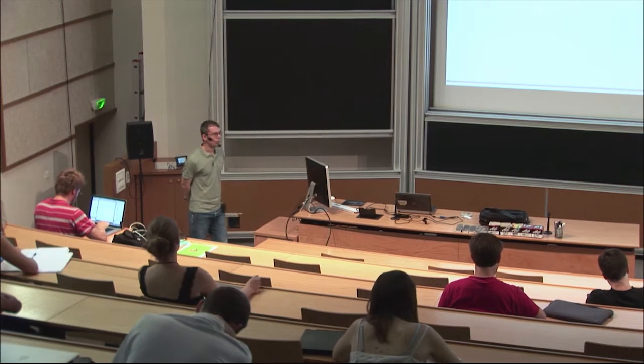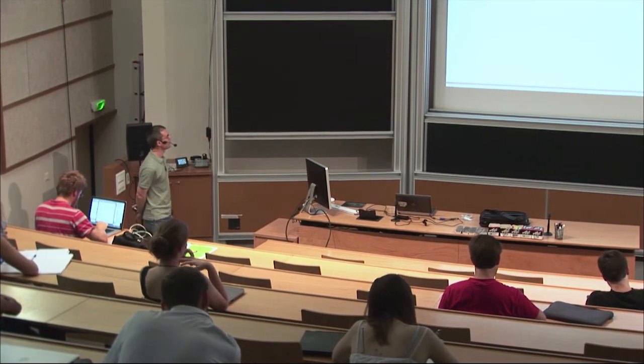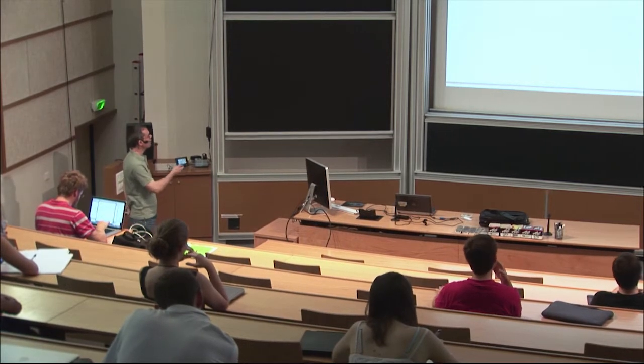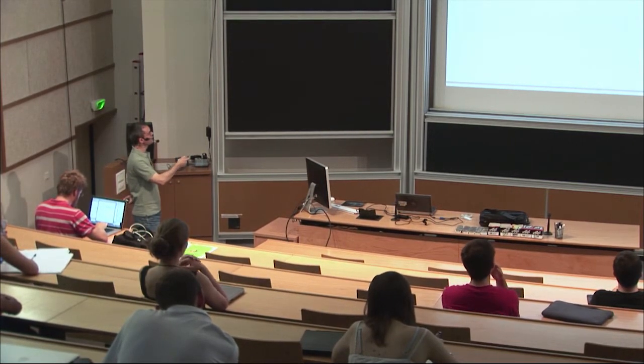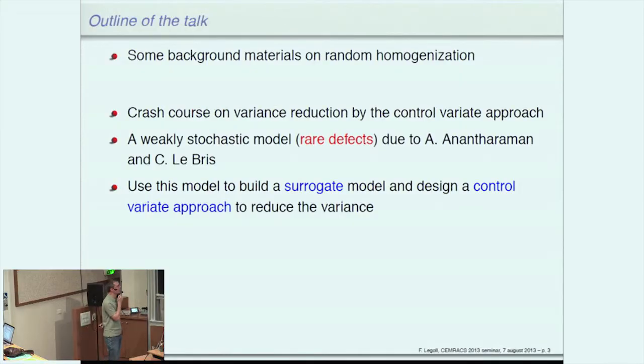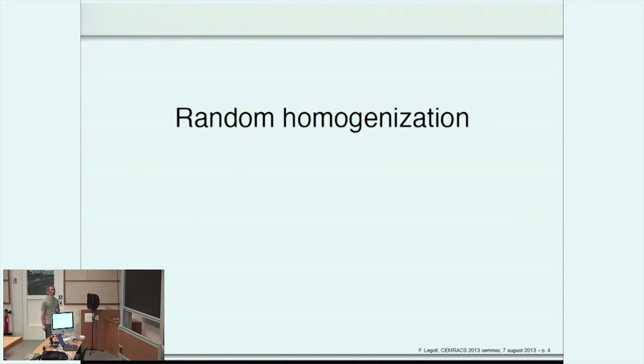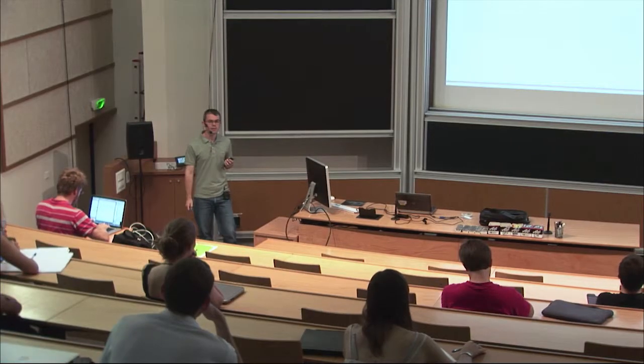So we'll need to introduce a surrogate model, an approximate model, and this approximate model is built on the basis of a weakly stochastic model proposed by Arnaud Anantharaman and Le Bris some years ago. I'm going to describe this model and how we can turn it into a surrogate model useful for the control variate approach.